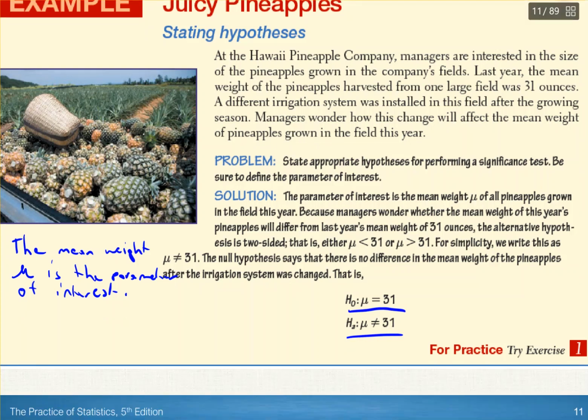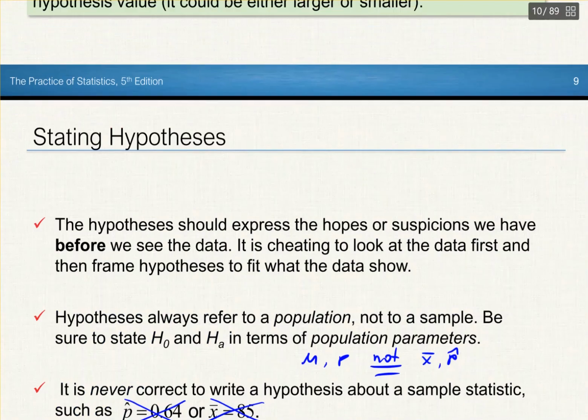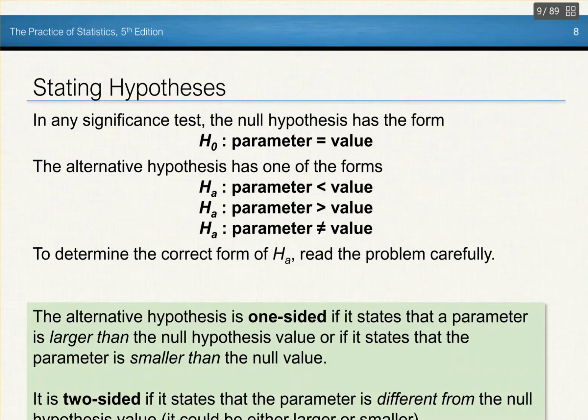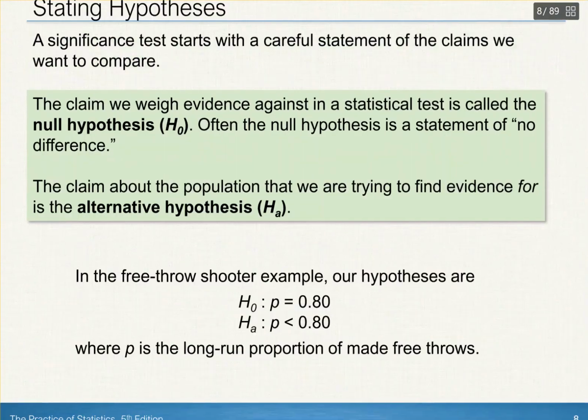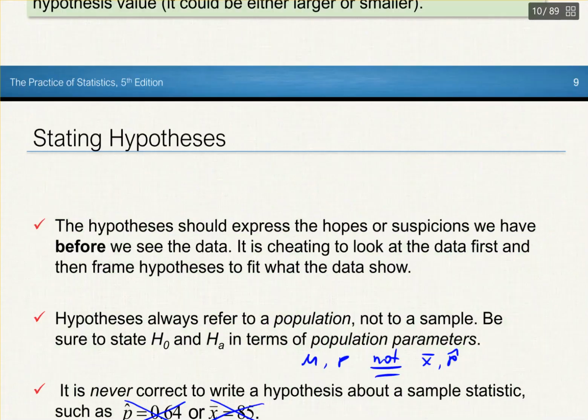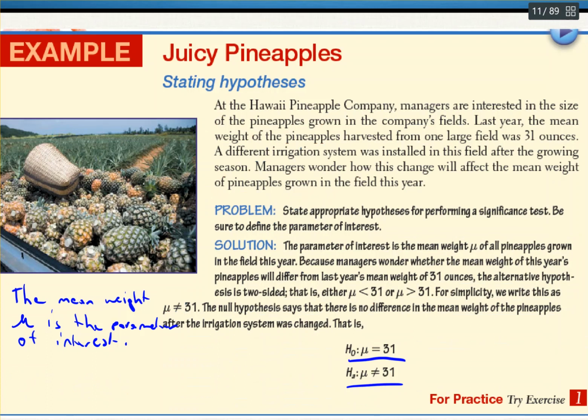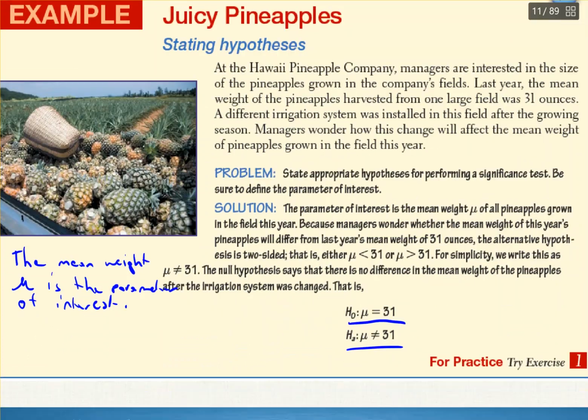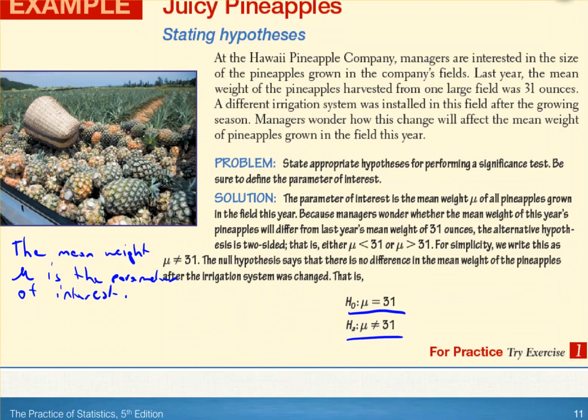Again, like we said up ahead, a lot of times the null hypothesis is just of no difference. We noticed that happened in this example right here. We want to know if there was a difference, and if it was likely caused by the irrigation system.